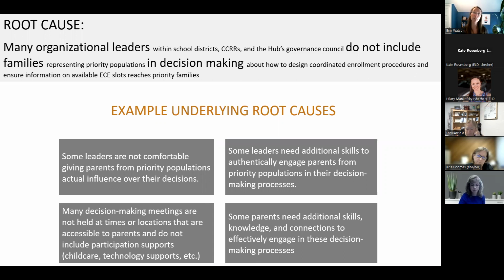And there aren't always supports available, like childcare, transportation, etc., to help families actually engage. So here are 4 underlying root causes that this hypothetical hub has identified leading to that root cause. Now, just think about this for a moment.